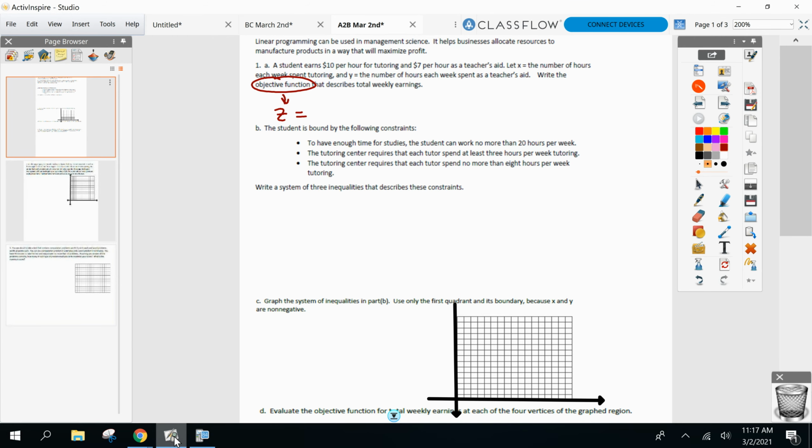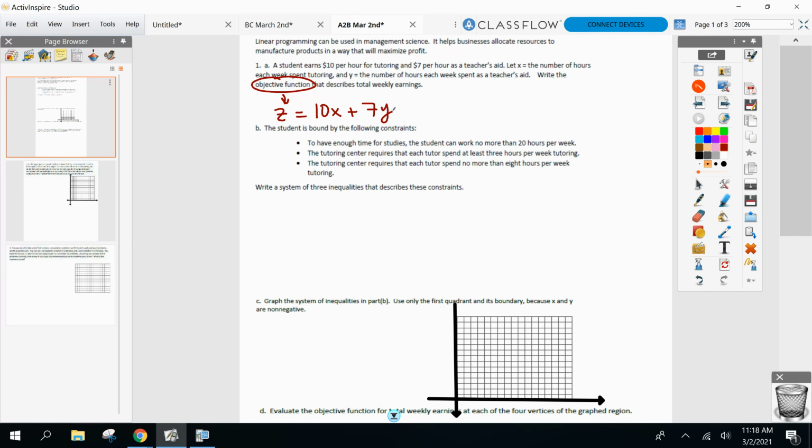I'm not sure. Okay, well, ready? Start. How much do you charge for tutoring? $10 an hour. And what variable did we call how many hours we're going to tutor? X. Okay, so we're going to put those together. So 10 times the amount of hours I spend tutoring, plus how much do I make being a teacher's aide? $7. And what did I call the number of hours? Y. So plus 7Y. Everyone see where we're getting that from?